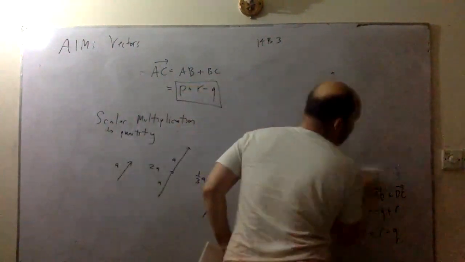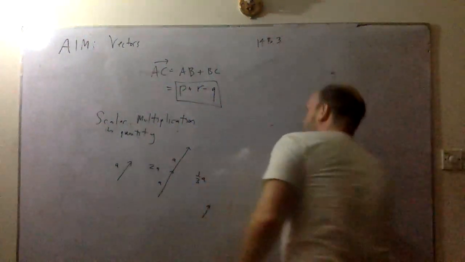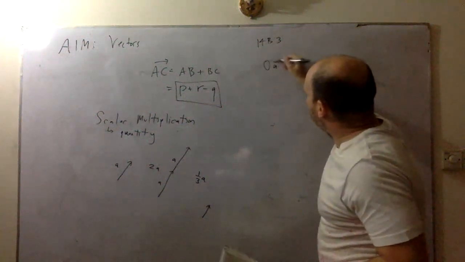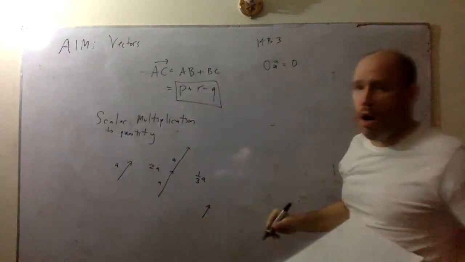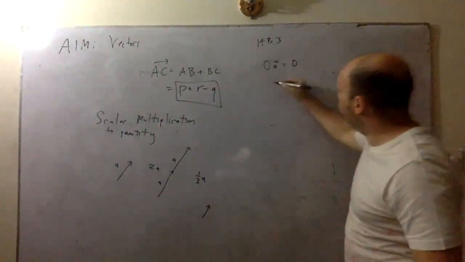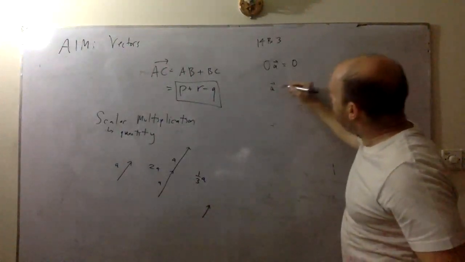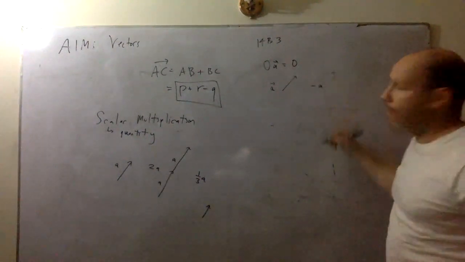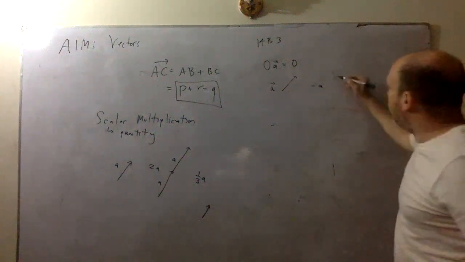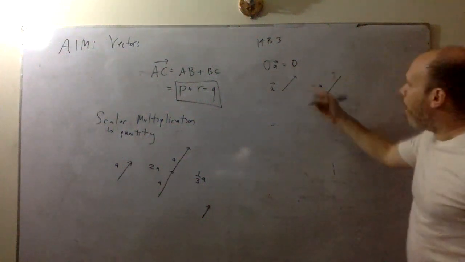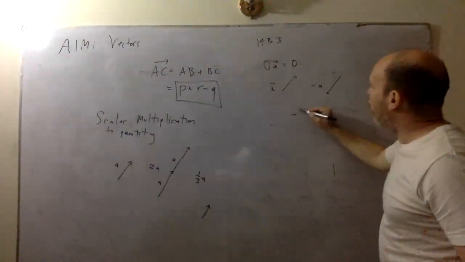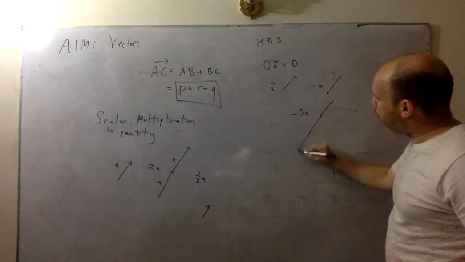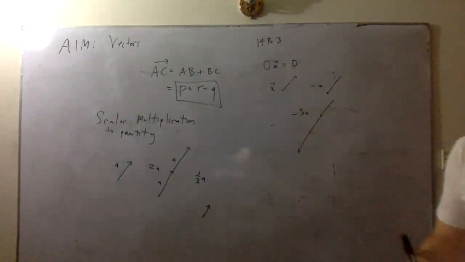What other scalars are we interested in? We have the positives. 0A is obviously the zero vector. Can we do negative factors? What do you think that means? If A is this vector, what is negative A? The only thing it does is go in the opposite direction. So you could technically have negative 3A, which is 3 of these, but in the opposite direction. That's the idea, and that's it.